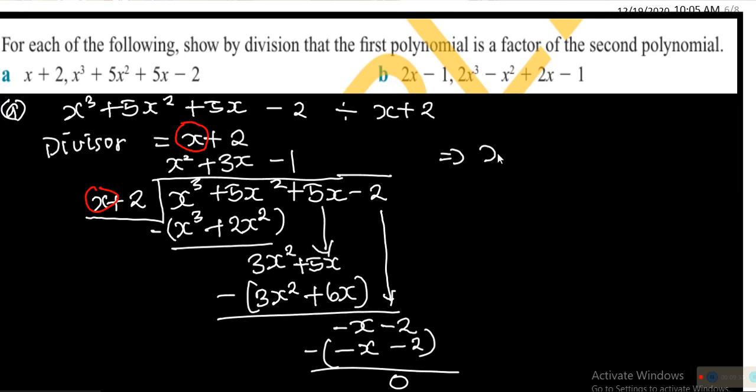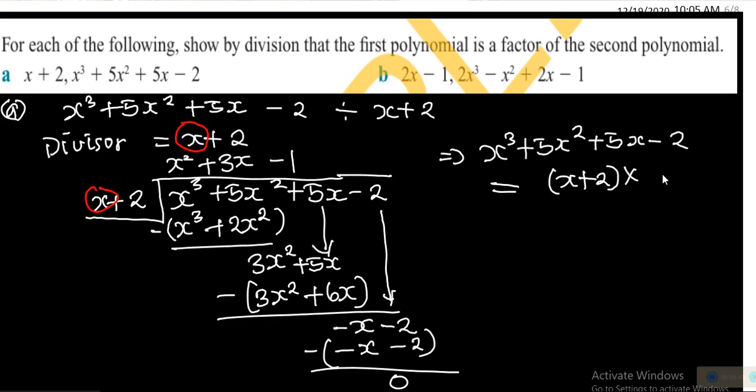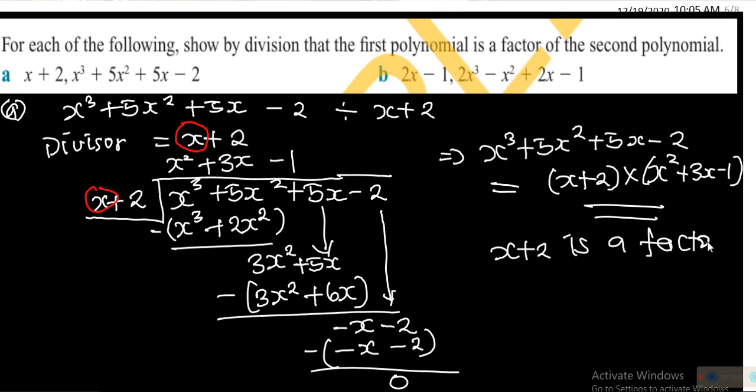So of course x cubed plus 5x squared plus 5x minus 2 is equal to the divisor, which is x plus 2, multiplied by the quotient, which is x squared plus 3x minus 1, and the remainder is 0. So x plus 2 is a factor of x cubed plus 5x squared plus 5x minus 2, and then we conclude it. Okay, let's look at the second one.